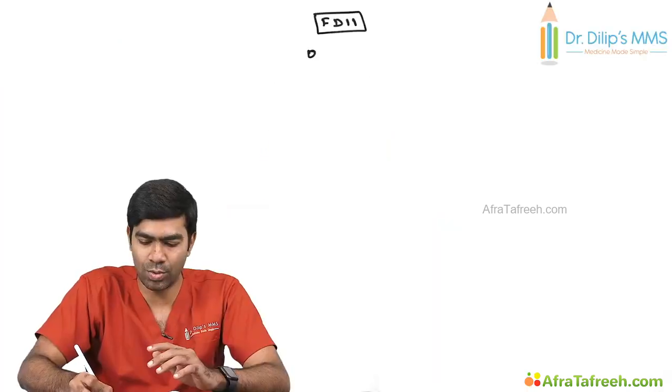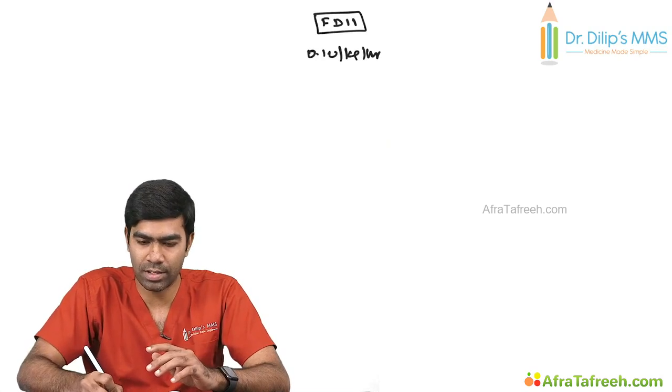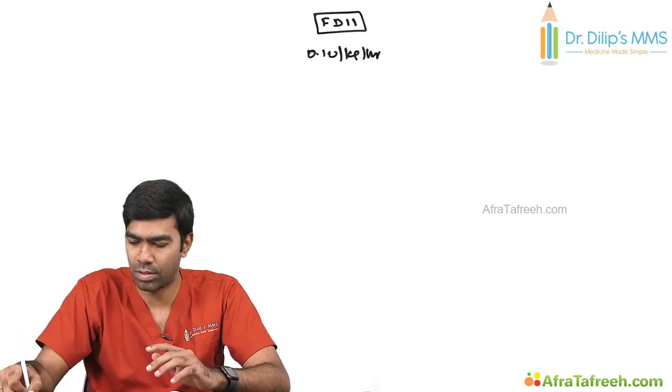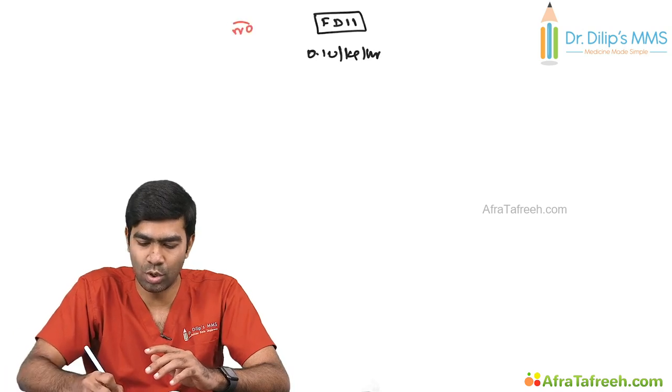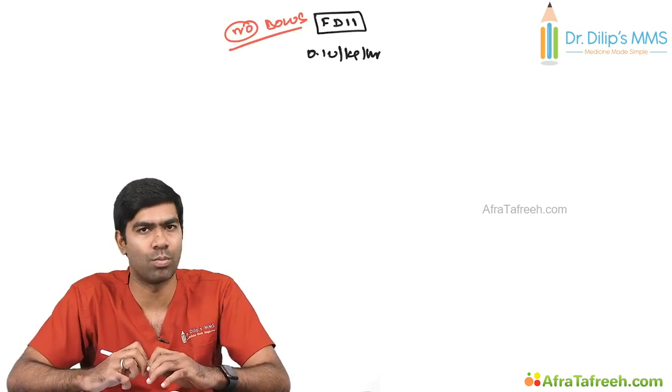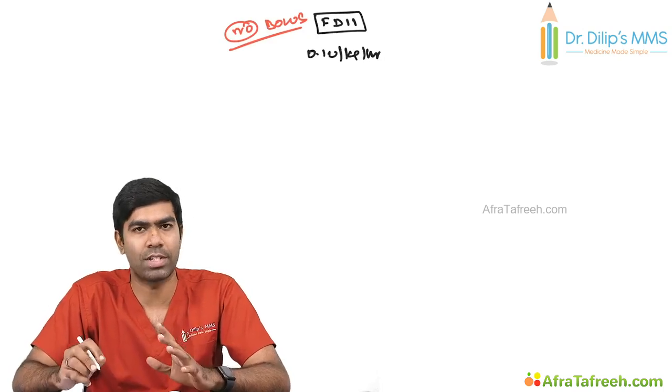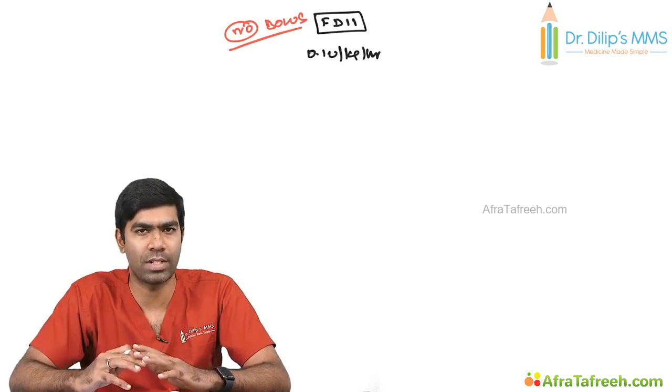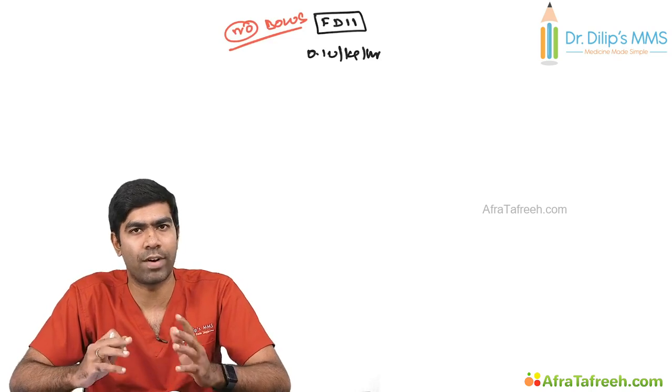In a child, usual dose is 0.1 units per kilogram per hour and it will be given as an infusion, and there is no bolus for a child. So in adults, you can use an insulin bolus initially, but in children, there is no bolus, only infusion. So for example, if the child is 25 kilogram in weight, you will be starting the infusion rate at 2.5 units per hour.